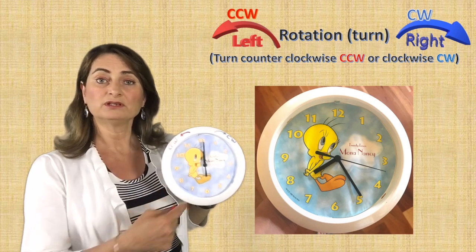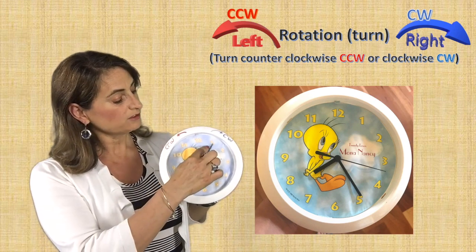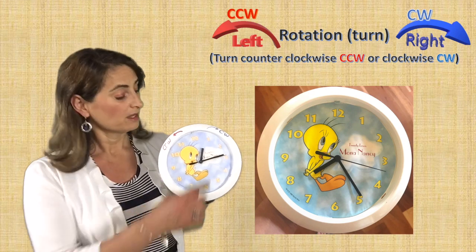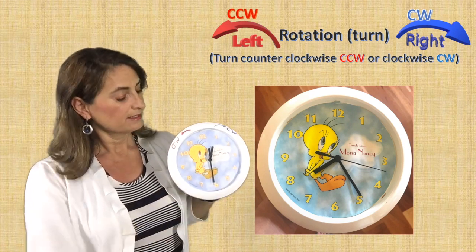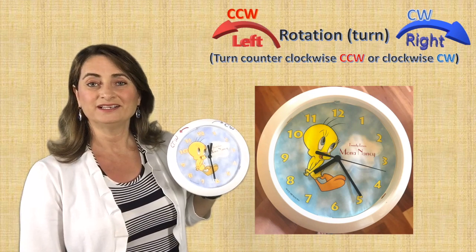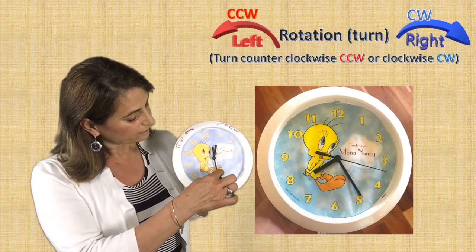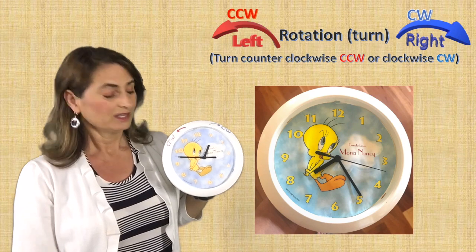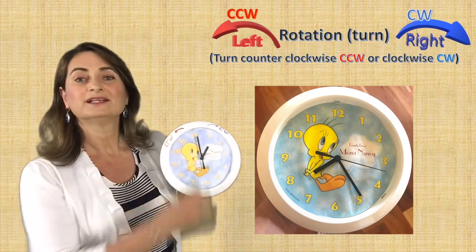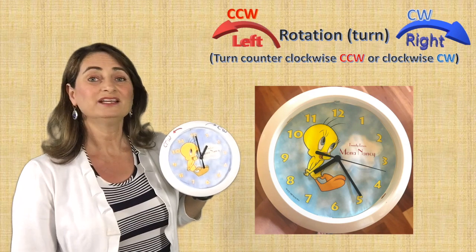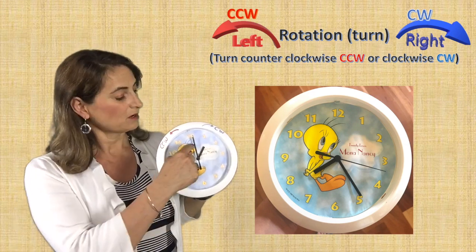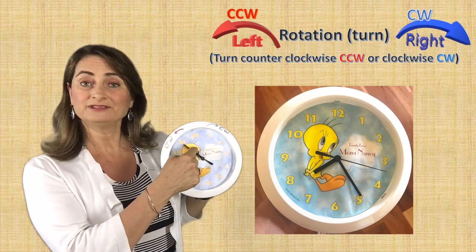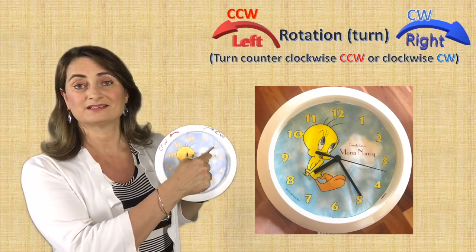With the clock, if you turn from 12 to 3, that's a 90-degree angle, and it's clockwise because you're turning with the clock. But if you turn from 12 to 6, clockwise, that's a 180-degree angle. What if you go from 12 to 9? That means you turned a 270-degree angle. And if you go all the way back to 12, that means you turned a 360-degree angle, and it went back the way it was. So remember, going right is clockwise, with the clock, and going left is counterclockwise, which means against the clock.